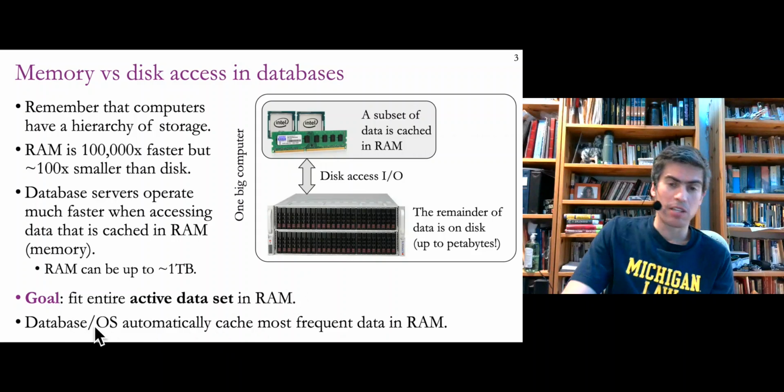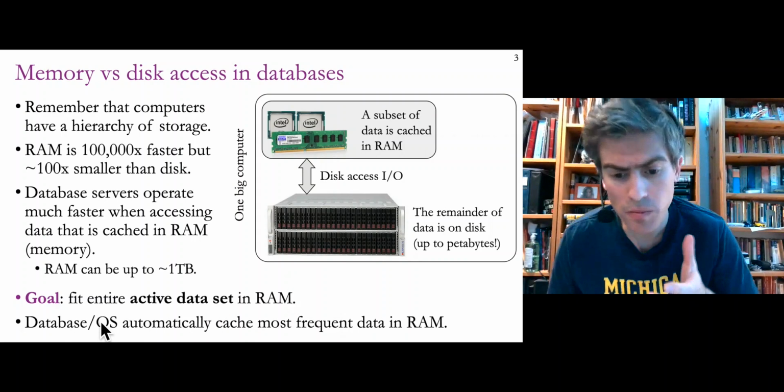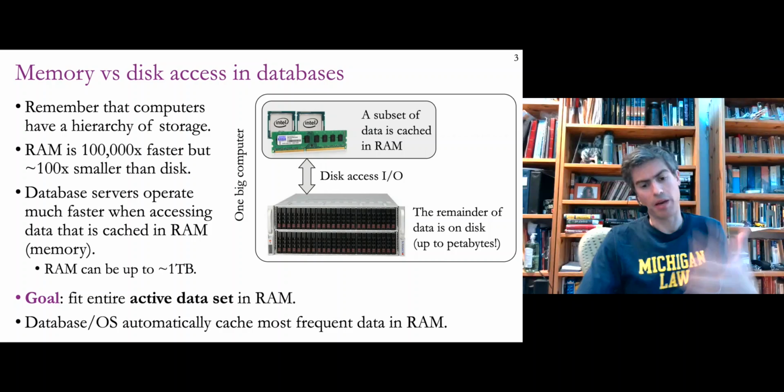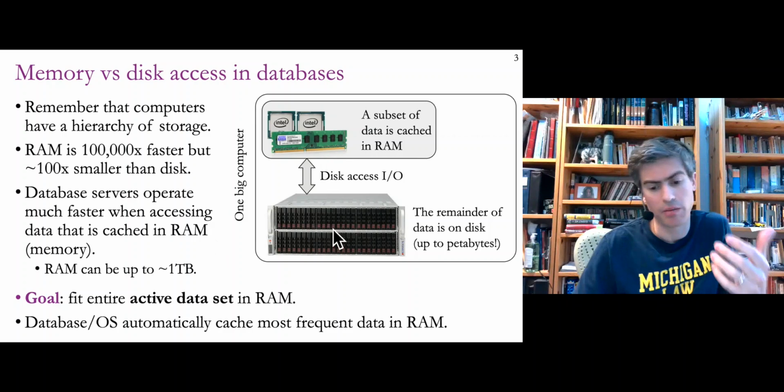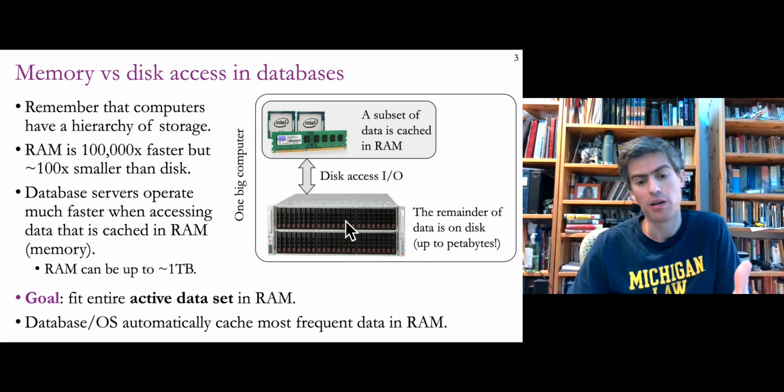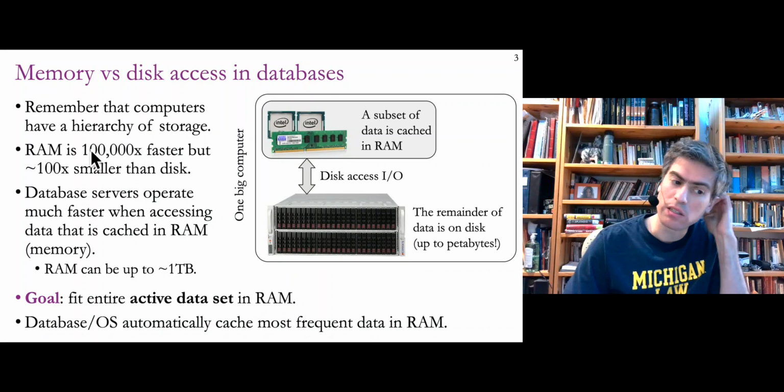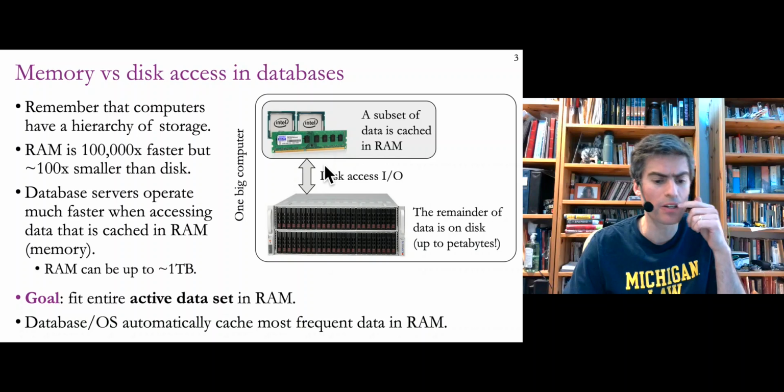Both the database and the operating system will automatically migrate the most frequently and recently accessed data on disk into RAM so that it can be quickly accessed, again, taking advantage of that much lower access latency in RAM.